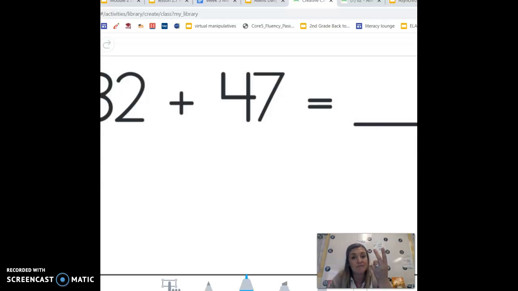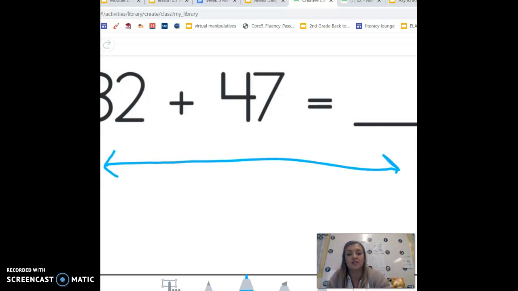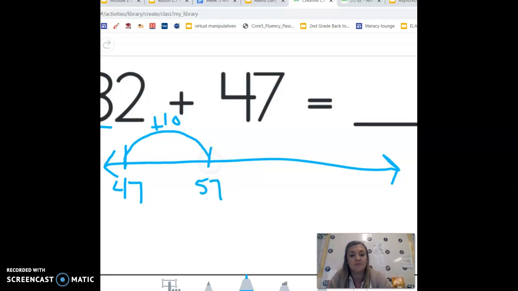Because of our turnaround facts we talked about, we know we can just flip them around and start with the bigger number so that we have less work to do. So I'm going to start with 47. Now I have 3 10s in 32. So 47 plus 10 is 57.